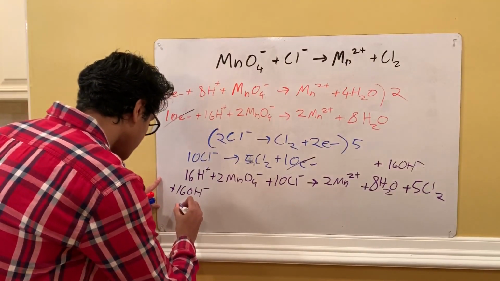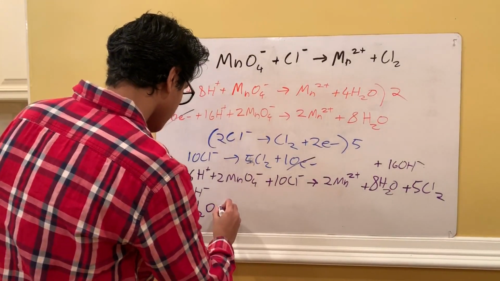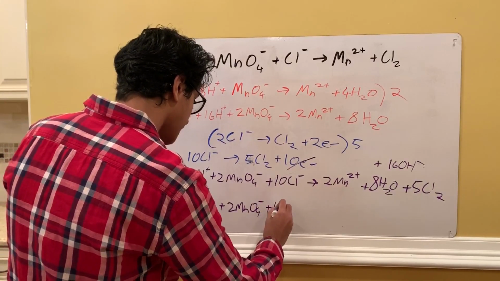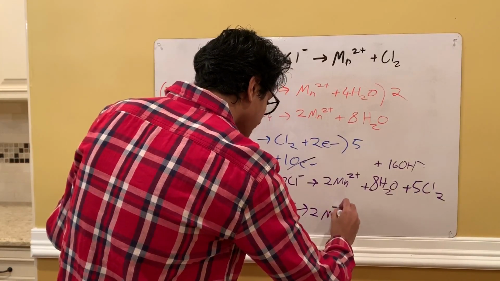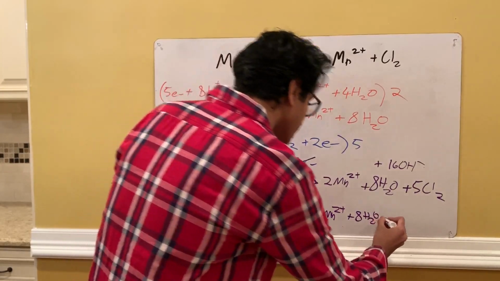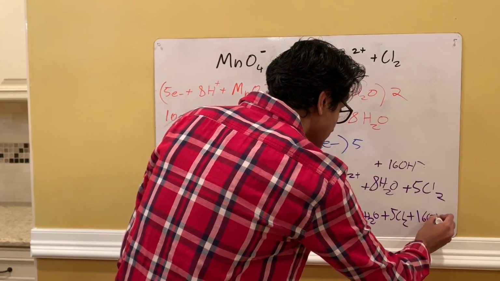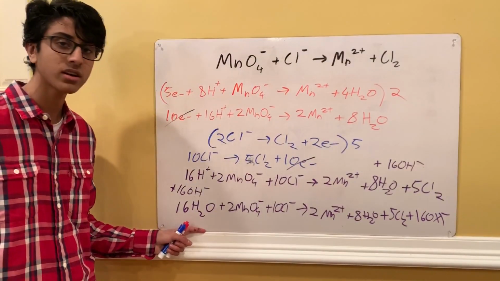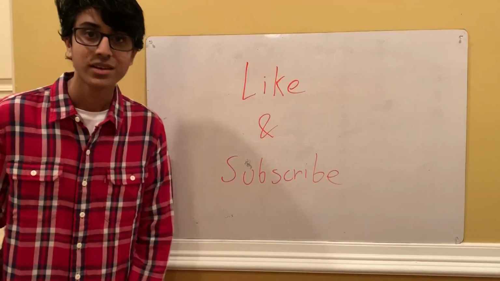So we'll have 16 H2O plus 2 MnO4 minus plus 10 Cl minus goes to 2 Mn2 plus 8 H2O plus 5 Cl2 plus the final 16 OH that we added. And this is our final answer if this is a basic solution, and this is our final answer if this was an acidic solution.